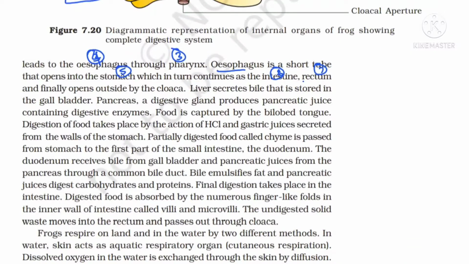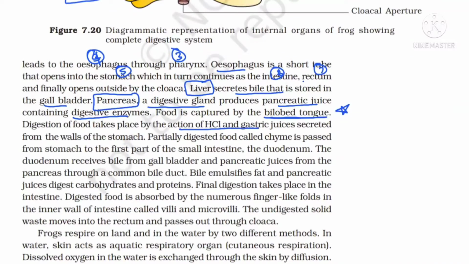Now if you see the digestive glands, first the liver, it secretes bile which is stored in the gallbladder, just like in humans; we have to remember that. Pancreas is a digestive gland which produces pancreatic juice containing digestive enzymes. You know very well the pancreas produces enzymes to digest carbohydrate, lipid, protein, nucleic acid, everything. Tongue is bilobed. Please remember, tongue is bilobed.